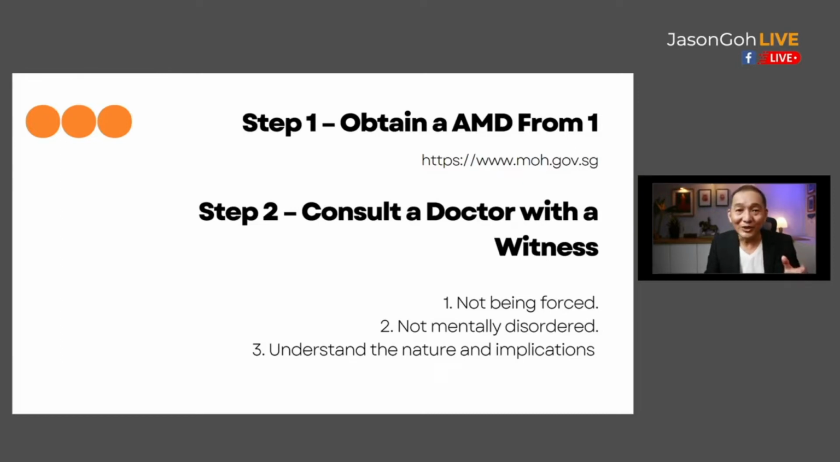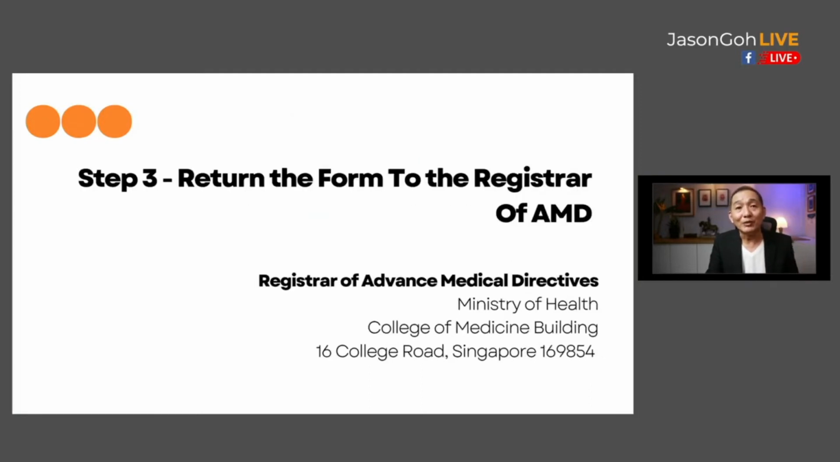The doctor has the responsibility to ensure, first, that you are not being forced to make the AMD; second, that you are not mentally disordered; and third, that you understand the nature and implication of making an AMD. You need 2 people to witness you when you sign the AMD. They must sign on the form as witnesses in your presence. One of the witnesses must be a doctor. The second witness must be someone who is 21 years and above, and can be the doctor's assistant, like a nurse, or any other suitable person. If the witnesses are relatives, as long as they have no vested interest in your demise, they are allowed to act as witnesses.